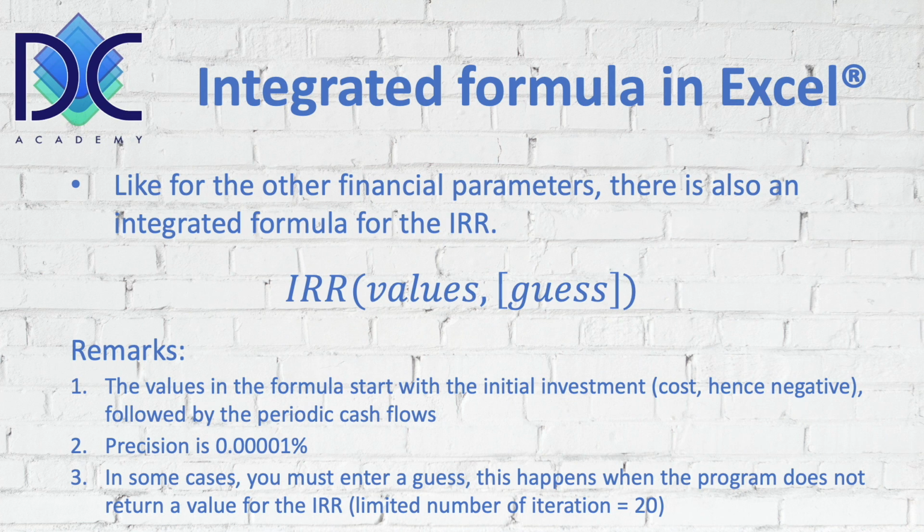Now, in that case, we have to enter a guess. We have to say, well, we think that the internal rate of return will be approximately 11%, and then the program starts to calculate from that value. Otherwise, it just takes an interval and it can go wrong. So here you have to be careful.